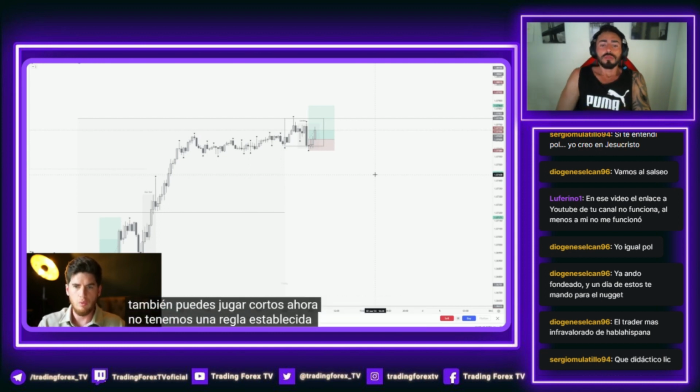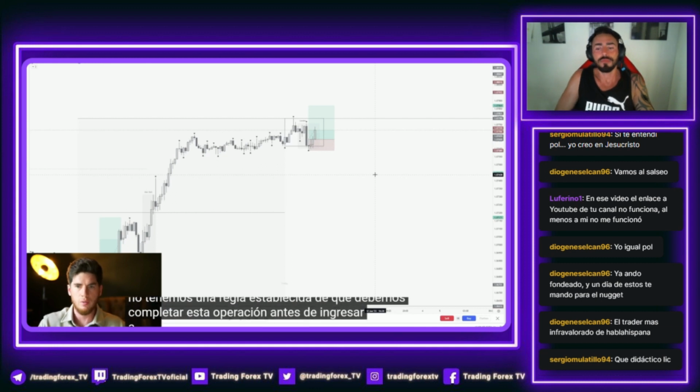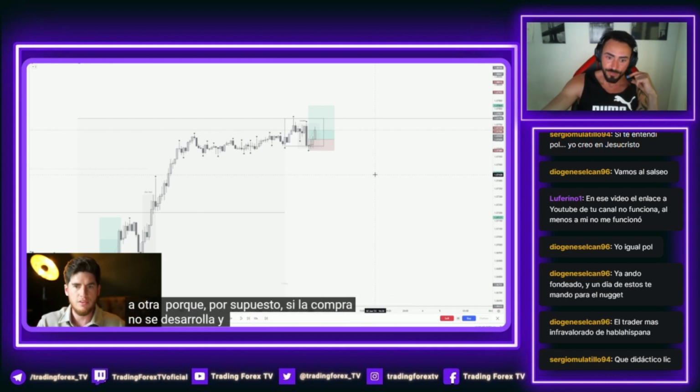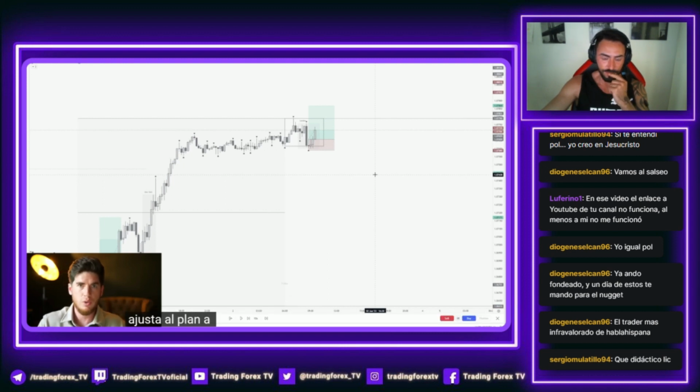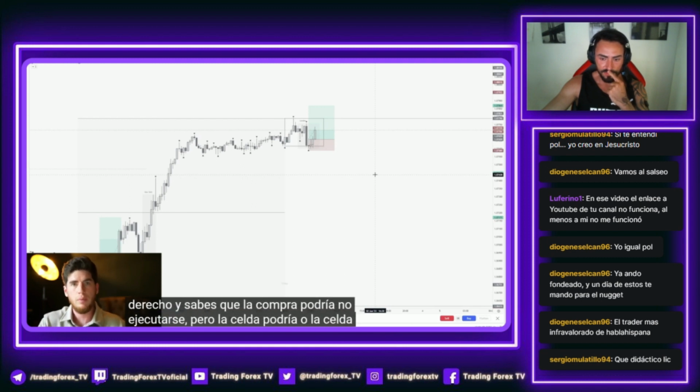Now we don't have a set rule that we must complete this trade before entering another one because of course if the buy doesn't play out and there's a short that sets up that is an absolutely valid trade, fits the plan to a T, we take that one, right? The buy might not play out, but the sell might. Or the sell might not play out and the buy might. As long as they're both valid, you take them both.